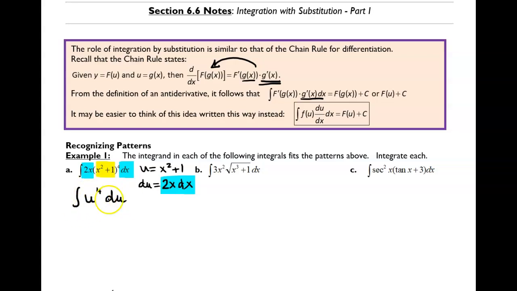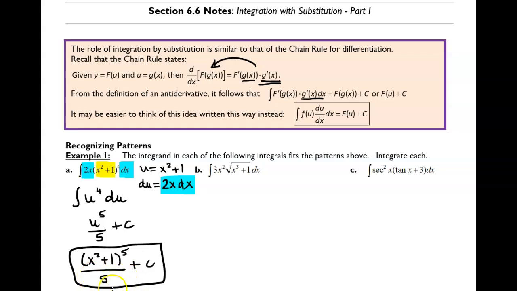Now, this u just acts like a dummy variable. I'll integrate like normal. So the antiderivative of u to the 4th would be u to the 5th over 5 plus c. That's not my final answer, though. I don't want to leave my answer in terms of u. I want to have it with x's. So then I just need to replace my u with an x squared plus 1. (x squared plus 1) to the 5th over 5 plus c.